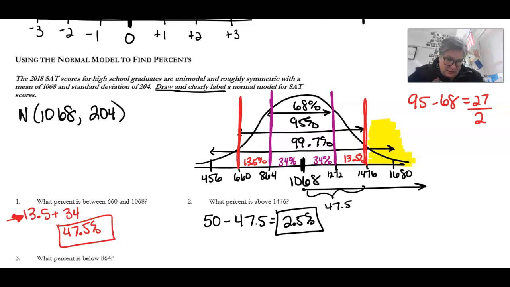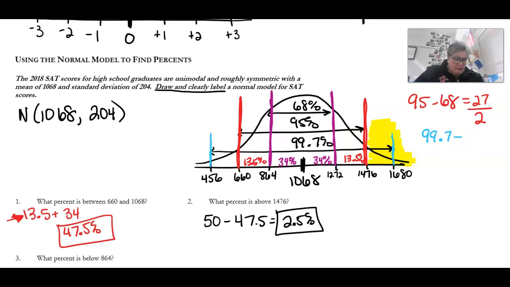The other way to look at it is we could do the same idea as what we were just doing here. I know that that whole thing has to be 99.7. So I could do 99.7 minus, not minus 2, but minus 95. And that's 2.7. And I could divide that by 2, and that gives me 1.35. So that means this one's 1.35.